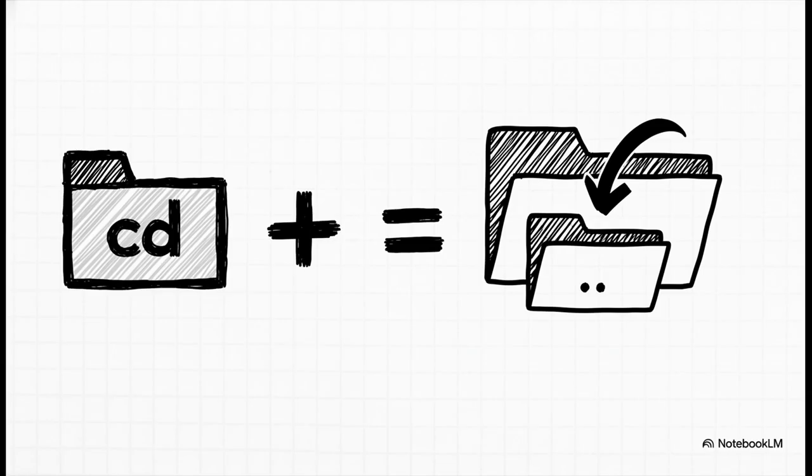Here we have the command cd, which stands for change directory. Then we have the argument .., which is basically a universal shortcut for the folder one level up. When you put them together and type cd .., you're telling the computer to instantly move you out of the folder you're in and into its parent folder. See that? It's the power of that simple command plus argument combo.